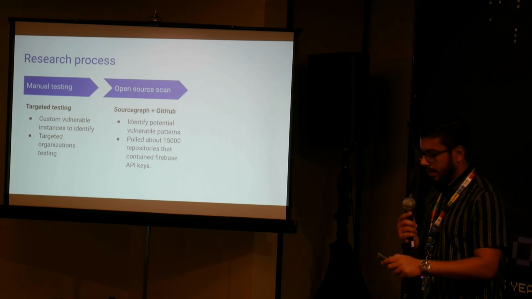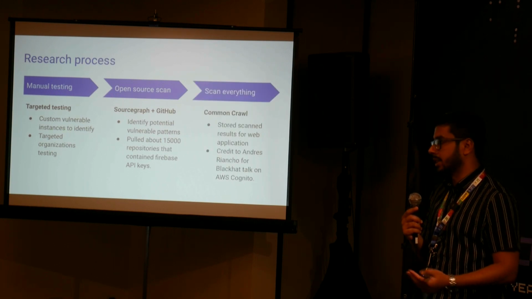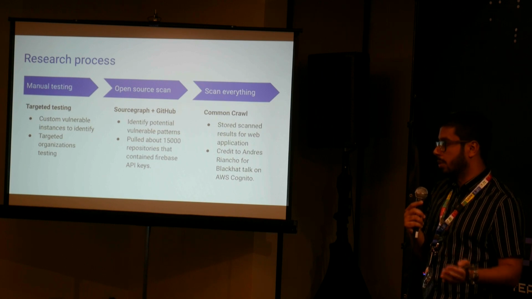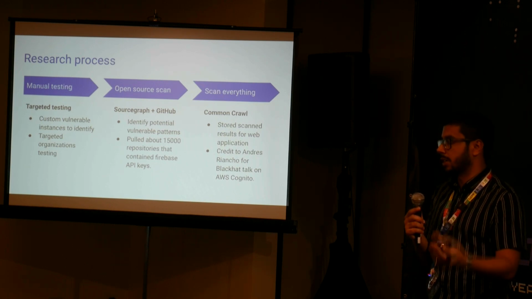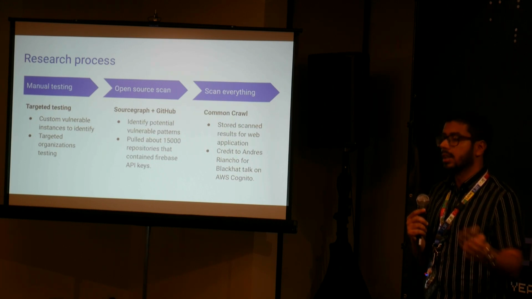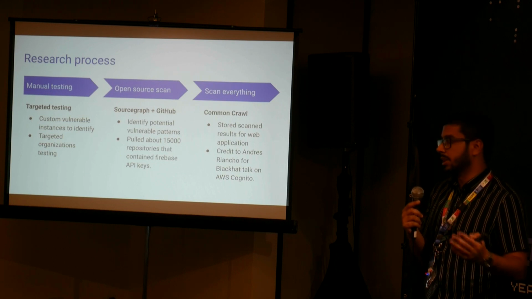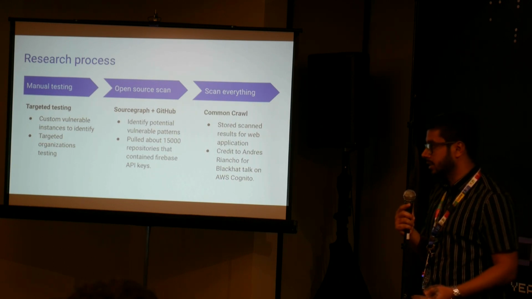And then finally, we explored Common Crawl, which basically scans a lot of websites by following their robots.txt. It then stores their HTML responses and requests. So our goal was to see if we could find something there, like Firebase API keys, and use that to get an idea of how many companies could be impacted, what it looks like when we look at the World Wide Web, in a sense.